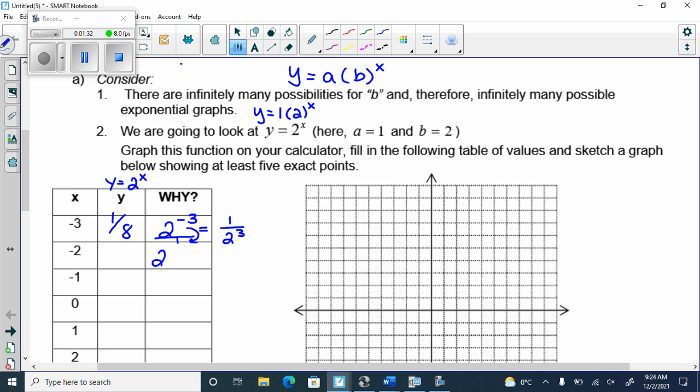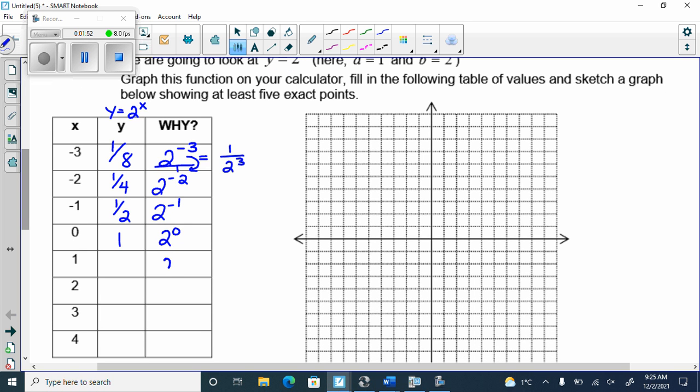This one's going to be 2 to the negative 2. 2 to the 2 is 4, so 2 to the negative 2 is a quarter. 2 to the negative 1, 2 to the 1 is 2. 2 to the negative 1 is a half. What's 2 to the 0? 1. What's 2 to the 1? 2. 2 to the 2, 4, 2 to the 3, 8, 2 to the 4, 16. I did 3 squared instead of 2 cubed.